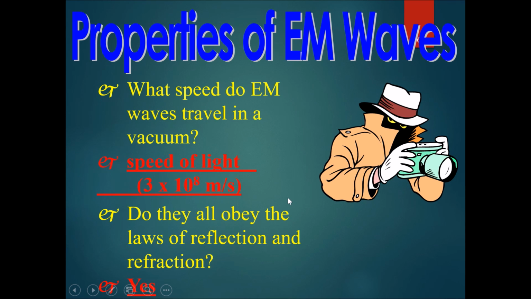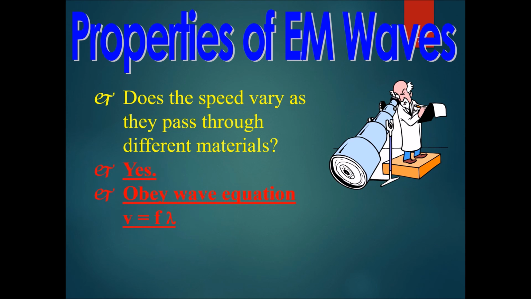Then, do they obey all the laws of reflection and refraction just like light rays? The answer is yes. Now, does the speed vary as they pass through different materials? In the previous chapter on light, you were taught that when the light passes from a vacuum into, let's say, a piece of glass, the speed will actually decrease. Does this apply as well to light that we can't see? The answer is yes. They obey all the light equations.